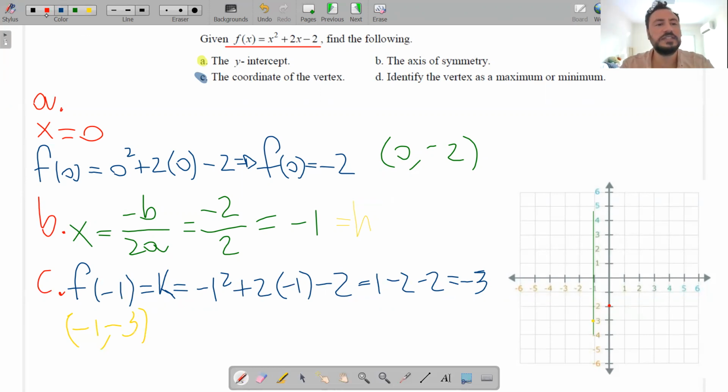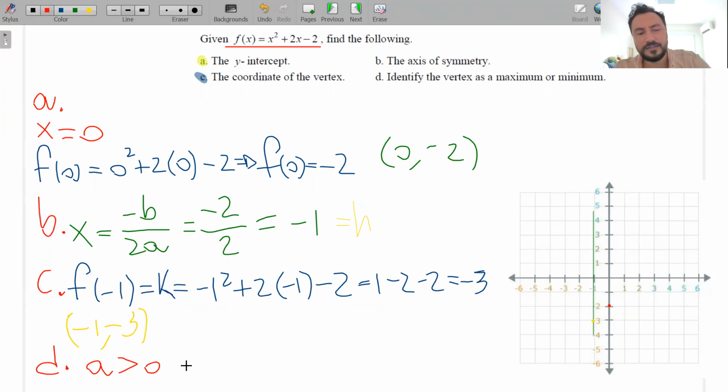Letter D is asking us to find out if the vertex has a maximum or a minimum. To determine this, we just need to look at my value for a, and a right now is equal to 1. Since a is equal to 1, that means a is greater than 0. Since a is greater than 0, we are going to have a minimum point.